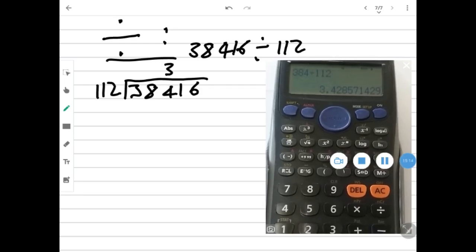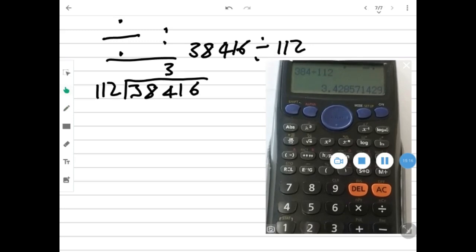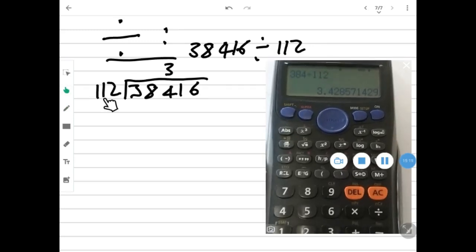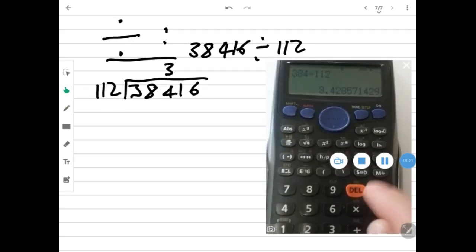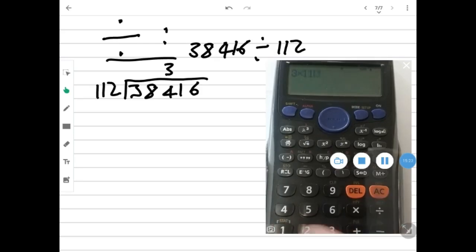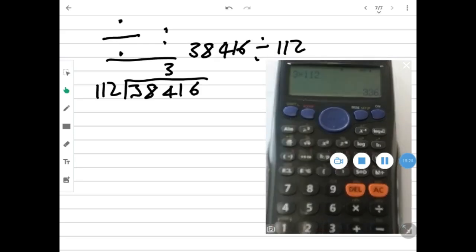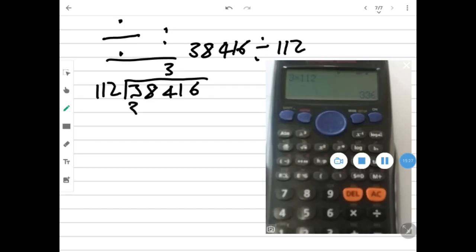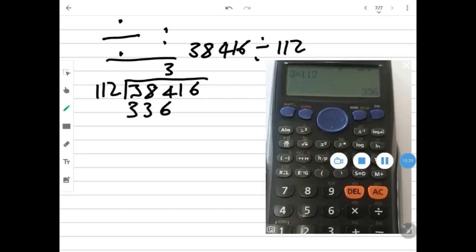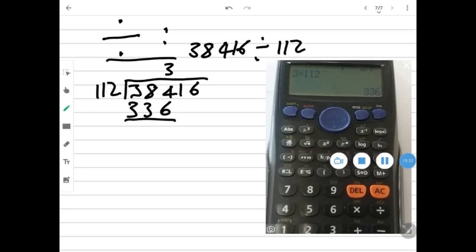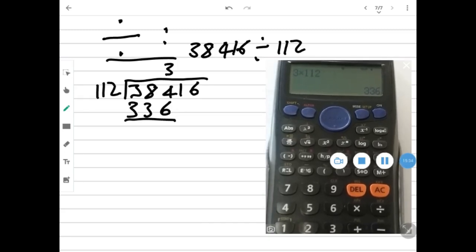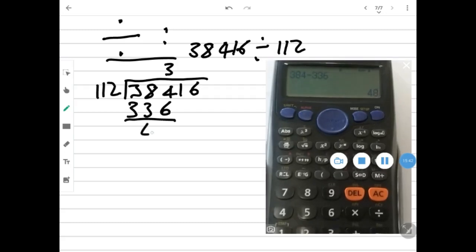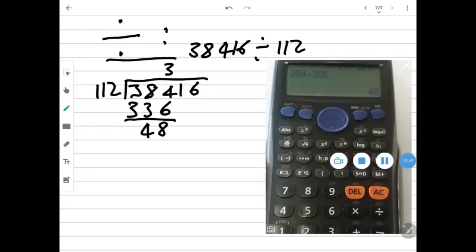Right. Now we take the 3 times 112. Right. What is that? We can use a calculator. 3 times 112 gives us 336. So we write it here, 336. Right, now we subtract these two. Right, it's fine, you can use your calculator. So we have 384 minus 336 gives us 48. Right, 48. Okay, now we start again.